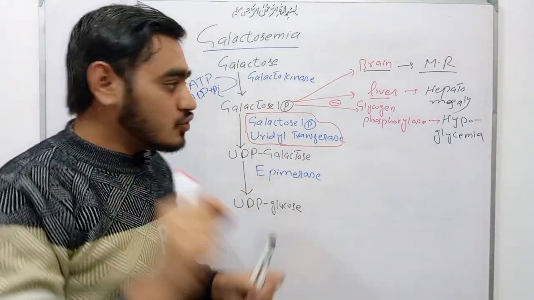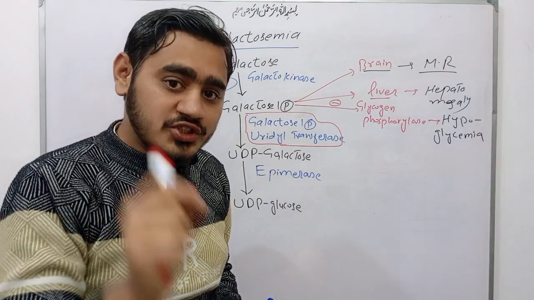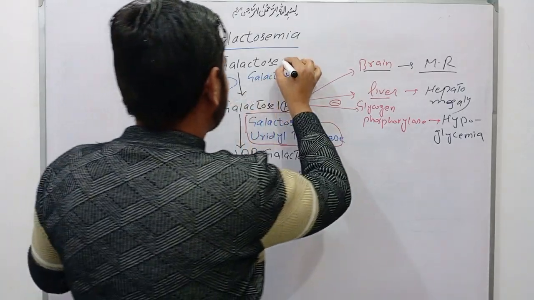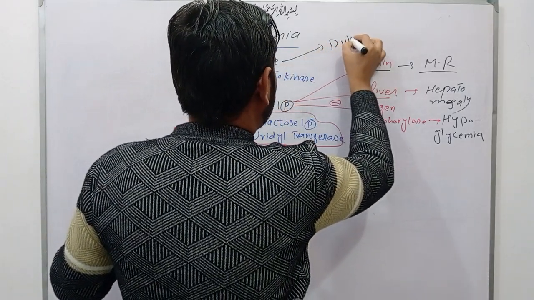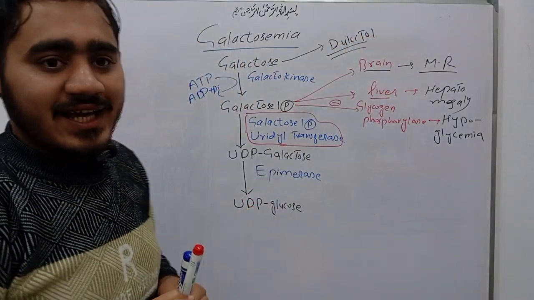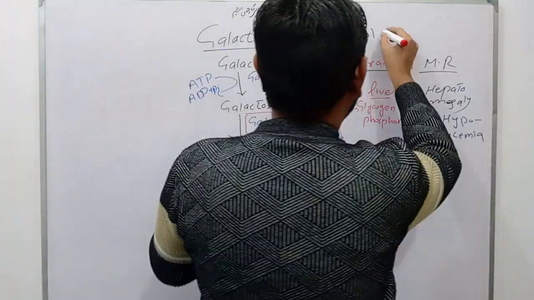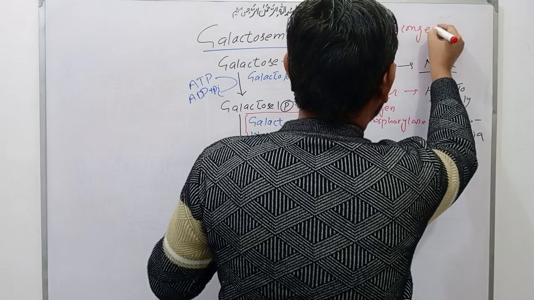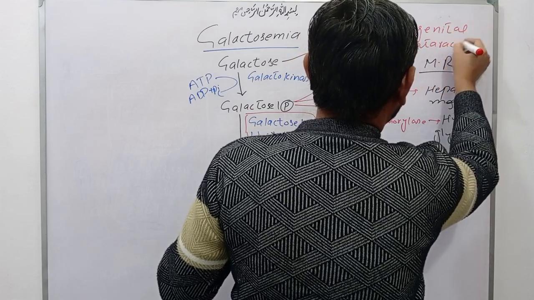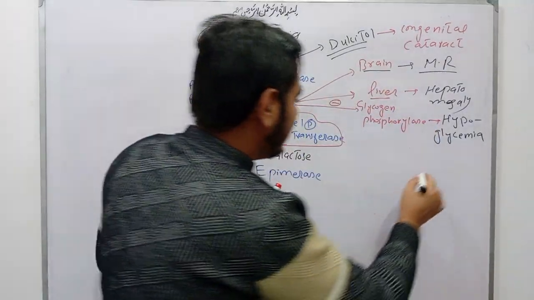Friends, in galactosemia there is also congenital cataract, because this galactose converts into dulcitol. It is dulcitol, which is also known as galactitol. This dulcitol is responsible for the congenital cataract. Congenital means from birth; cataract means loss of vision. So these are the clinical features.